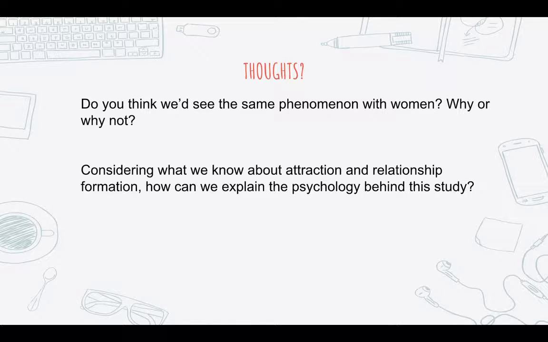So you guys can see on here some other thoughts that I would like you to consider, and it is going to be linked, so you're going to have to go to the actual slideshow that you made a copy of, but it'll have a link in it to another Google form where you can put your group's thoughts about these two questions. The first one, do you think we'd see the same phenomenon with women? Why or why not? And again, you want to use your understanding of human relationships thus far, and then just social psychology to answer that question. And then, considering what we know about attraction and relationship formation, how can we explain the psychology behind this study?